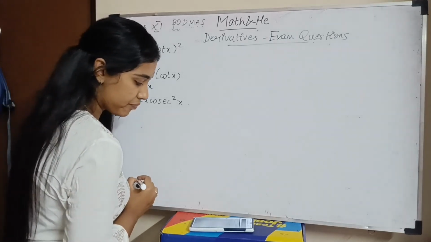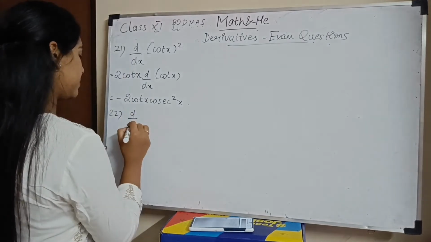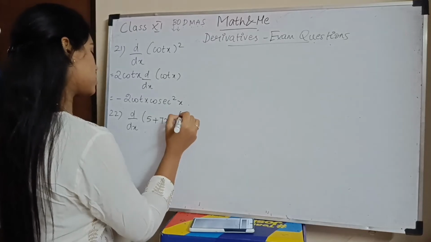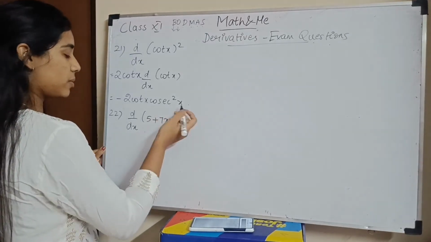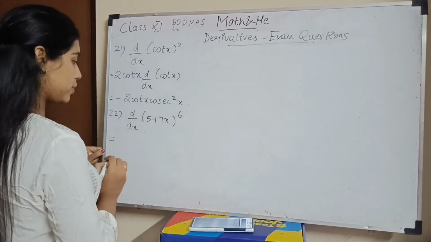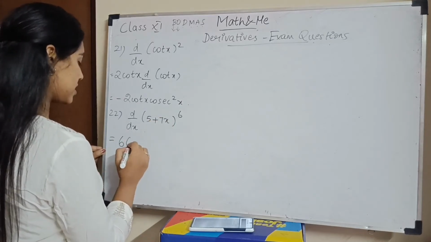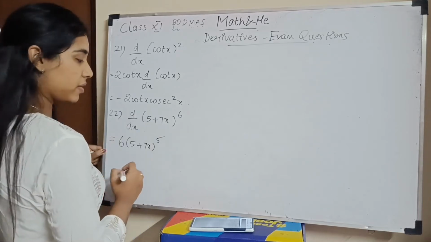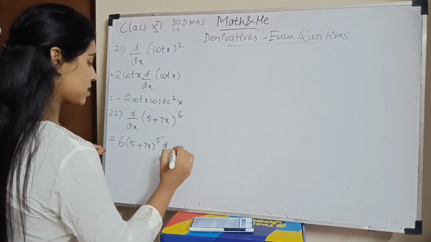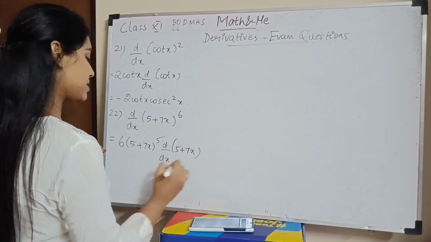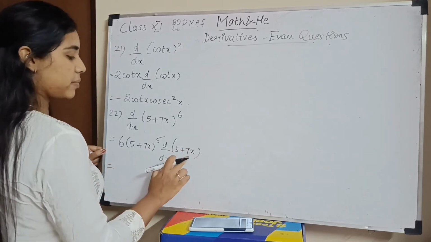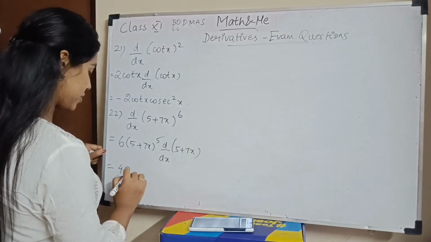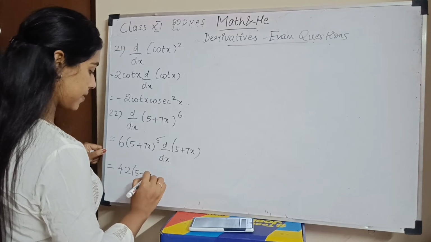Next, d by dx of 5 plus 7x to the power 6. Suppose x to the power 6, the derivative of x to the power 6 is 6x to the power 5. What is your x? 5 plus 7x to the power 5. d by dx of 5 plus 7x is 7. 7 6s are 42. 42 times 5 plus 7x to the power 5.